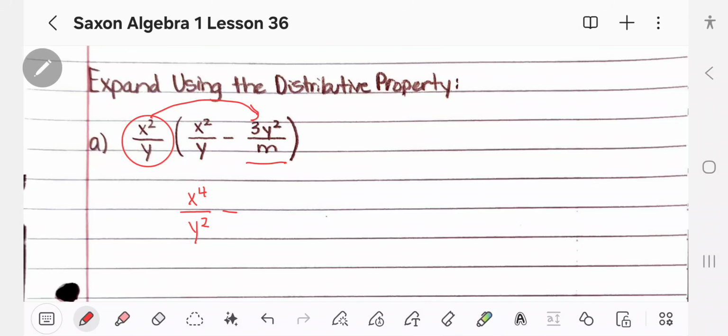So I've got a minus in between them. X squared times 3y squared would just be 3x squared y squared. And then y times m, I'll put it in alphabetical, is my. That's your answer for problem A. Is it the answer to problem A?